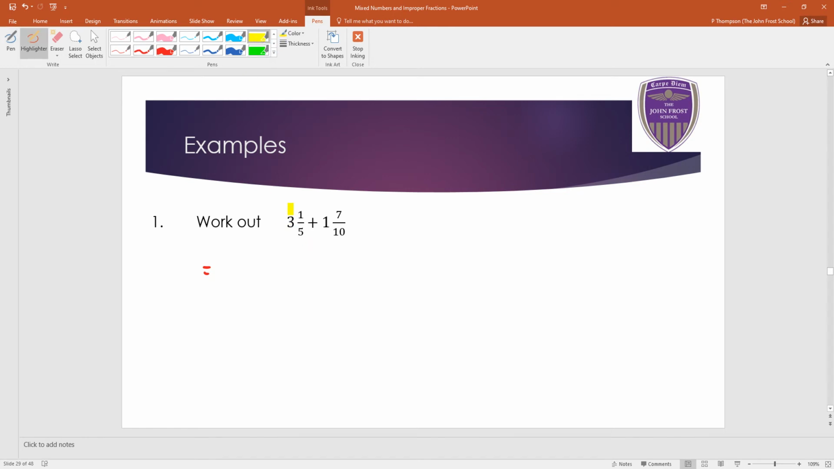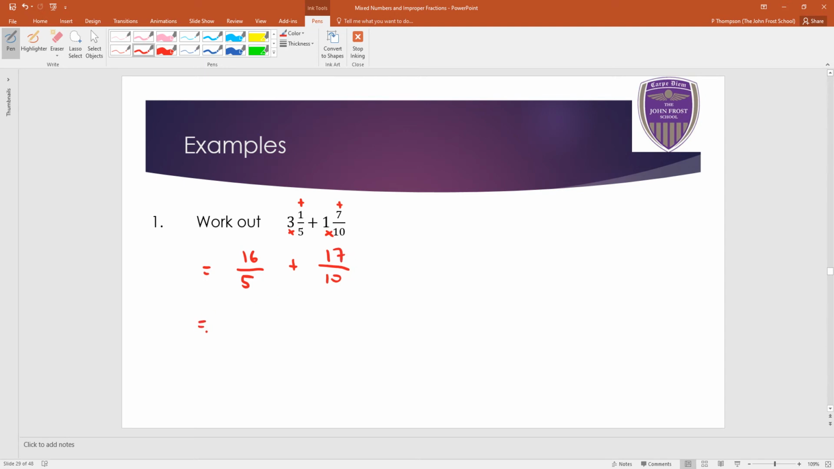If you look at 3 1/5, if we use our shortcut from the previous video, as a fraction this would definitely be over 5. Then 3 times 5 is 15, plus 1 is 16. That's 16 fifths. The right-hand fraction is going to be over 10. 1 times 10 is 10, plus 7 is 17.